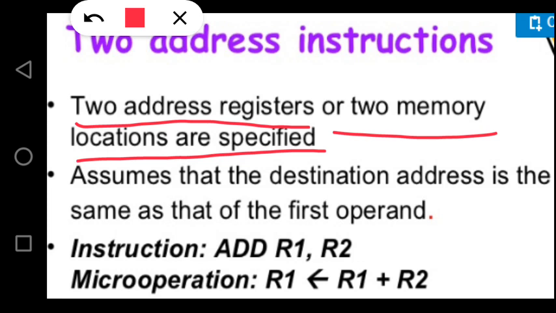But in case of two address instruction, we have only two memory locations or two registers. Then it is important to know where the results would be stored. Again, this is called general register organization. Memory. Two address registers or two memory locations are specified in the instruction. Assume that the destination address is the same as that of the first operand. That means the result is also going to be stored in the first memory location or first register.